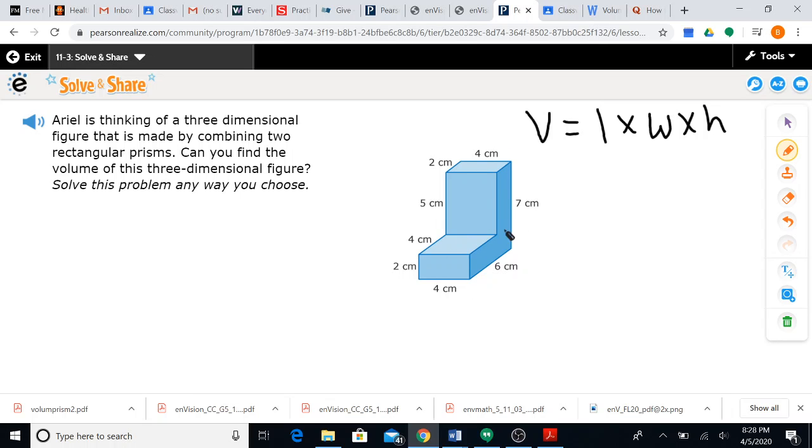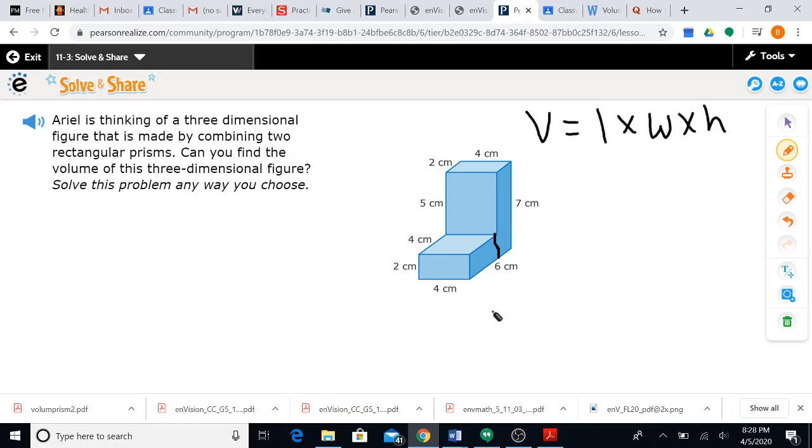And to go ahead and separate those, I'm going to draw a line right down the middle. I know my line isn't straight. I'm still learning how to draw on the computer. So now I'm going to go ahead and find the volume for this prism right here. And I know that when I do the formula for volume, I have length times width times height. That means I'm going to work with three numbers.